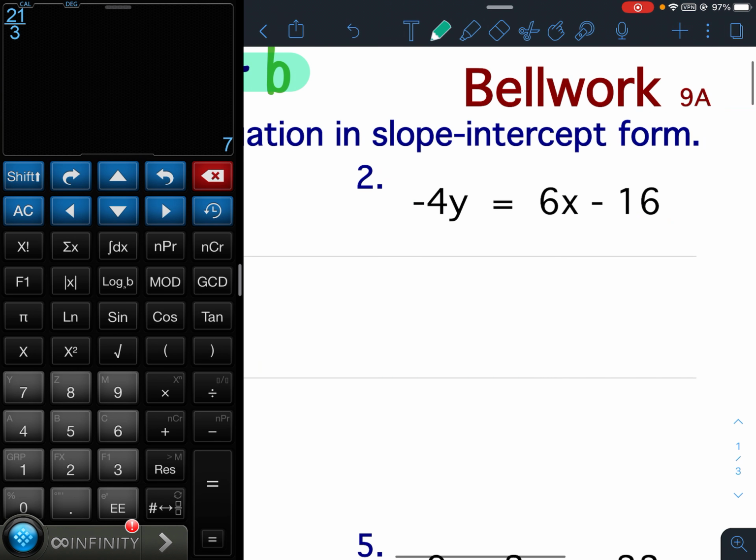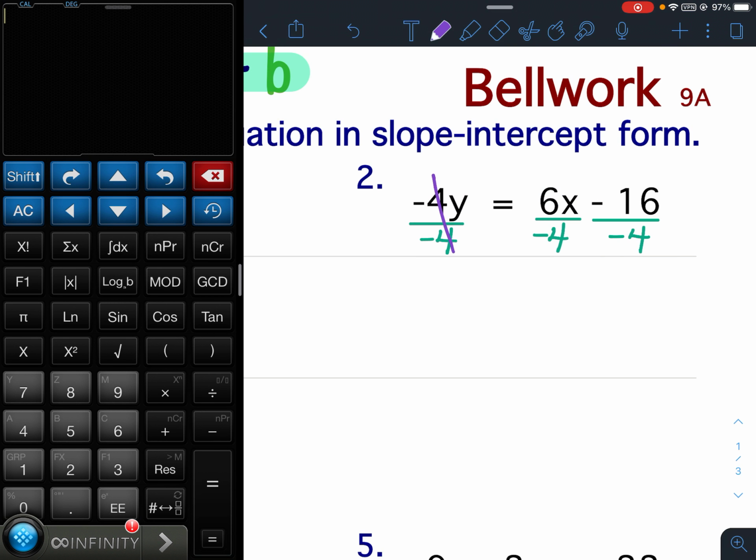All right, example 2. Again, here's my y term. The only thing with the y is its coefficient of -4. I don't have any other terms with it, so the only thing I need to do is the opposite of multiplication, which is division. So I'm going to divide, again, both sides by -4. But on this side, instead of writing one big division bar, I'm going to break it down and write it as 6x divided by -4 and -16 divided by -4. Be very careful that you keep the negative sign with the 16.